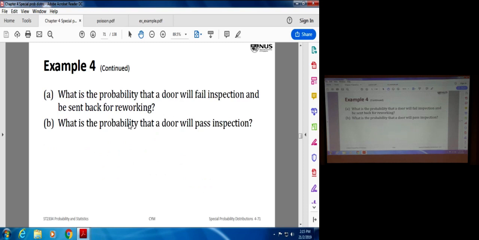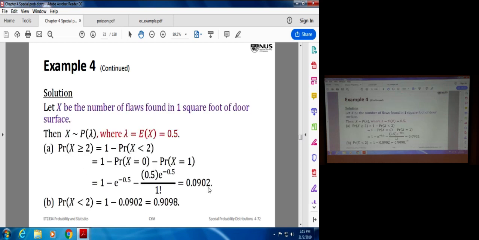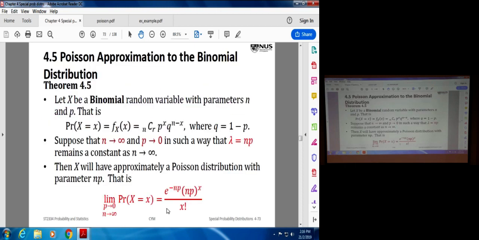Part B, what is the probability that the door will pass inspection? Well, this is true if you've done part A. It's just 1 minus the probability of part A. Right, it's just 1 minus this, which is 0.9098. Sorry. Very good. Okay, very good. So let's move on.